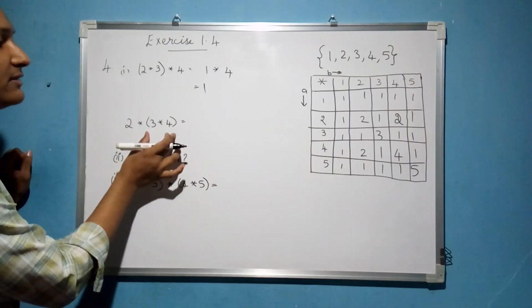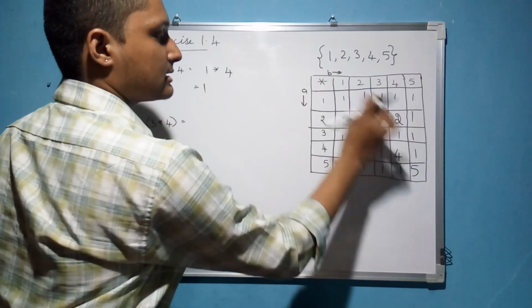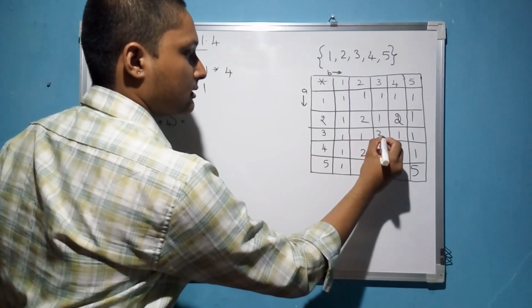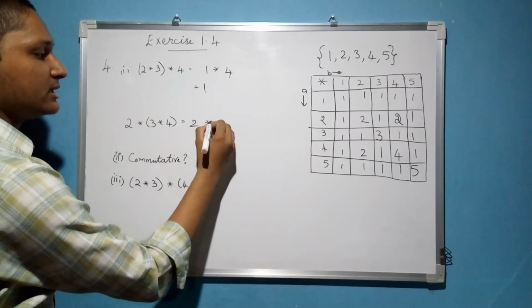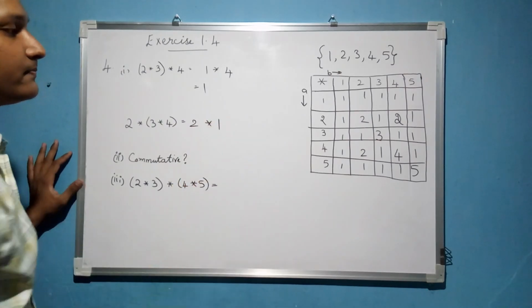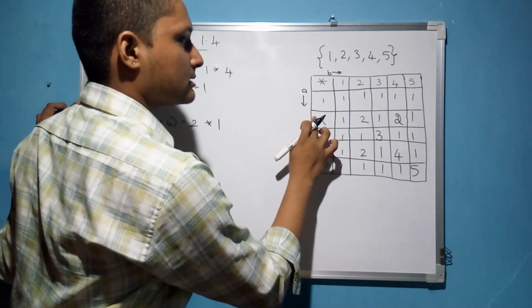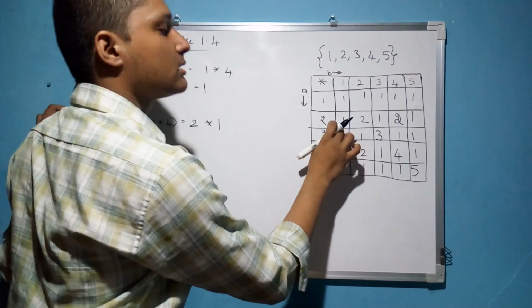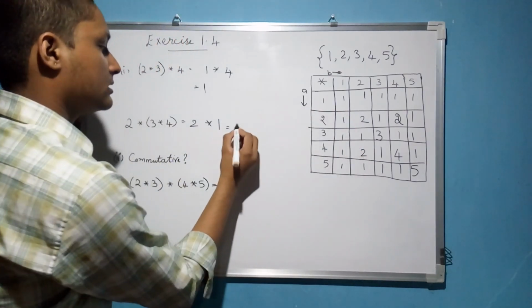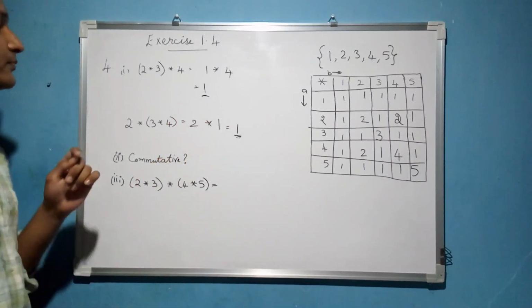So now we have 2 star 3 star 4. So this is to be computed first. 3 star 4. This is star, right? This is 4, right? This is similar to the multiplication table that we have written. So this comes to be 2 star 1. So again 2 star 1. You're coming to the first column here. This becomes 1 as a value. So 1 is the value. In both the cases you get that 1 is the value.